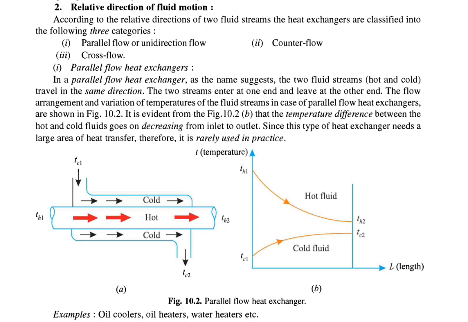The graph is plotted between temperature and length, and Th1 is the initial temperature of the hot fluid, and Th2 is the final temperature of the hot fluid. Similarly, Tc1 and Tc2 for the cold fluid. So Th1 decreases along the length to Th2, while Tc1 increases to Tc2 due to the gain of heat from the hot fluid. So this is a parallel flow heat exchanger. Examples are oil coolers, oil heaters, and water heaters. This is the simple working of a parallel flow heat exchanger.